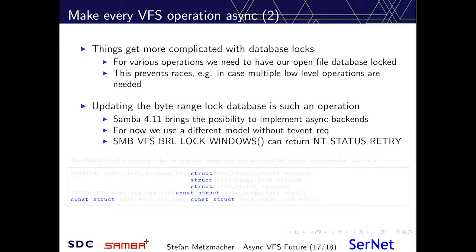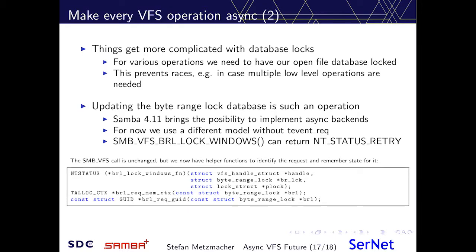As a start, because we had a customer, an OEM, which needed asynchronous byte range locking, we came up with the idea that we can for now just use status retry in order to let the SMB layer know that the backend wasn't yet able to decide if there's a lock conflict or not. Then we provide some helper functions, where the prototype of the brl_lock_windows function is not changed, but from the byte range lock pointer we are able to get the request memory context and request GeoID, which could then be used by the backend to allocate some state for the request and also match the request on the provided GeoID.